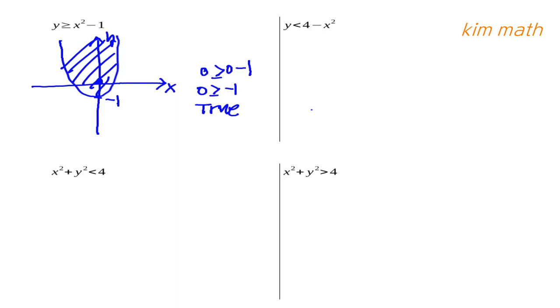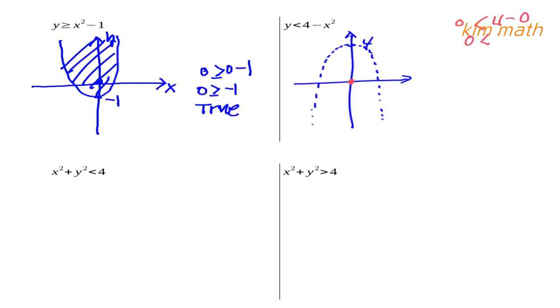Okay, next one, y is less than 4 minus x squared. The y-intercept is 4. You have a negative x squared, which is an open downward graph, right? I hope you understand why I use the dotted line. Again, I will use (0, 0) for checking. 0 is less than 4 minus 0. 0 is less than 4. Yes, this is true. So our shading must be here.